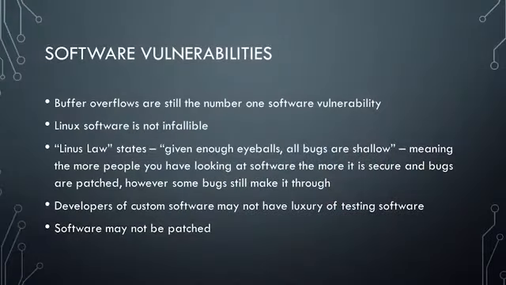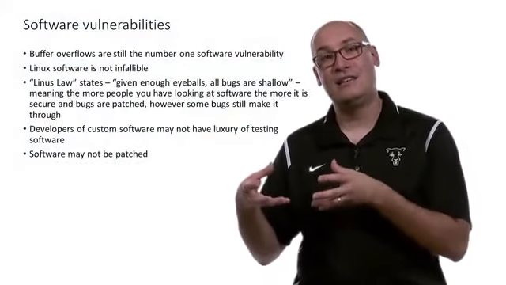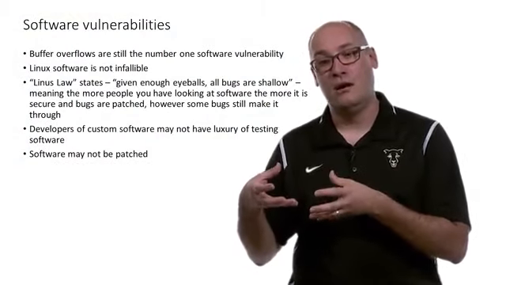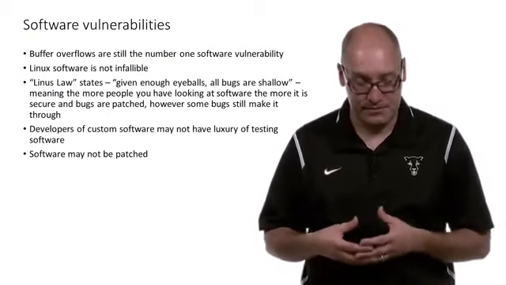Software vulnerabilities. For as long as I can remember, buffer overflows are still the number one vulnerability out there for software. Developers either forget to sanitize their code for memory leaks, and buffer overflows or buffer underruns may take place. But it's still the number one thing that plagues everything. So the software that's installed on Linux is not infallible to exploitation of buffer overflows or buffer underruns.